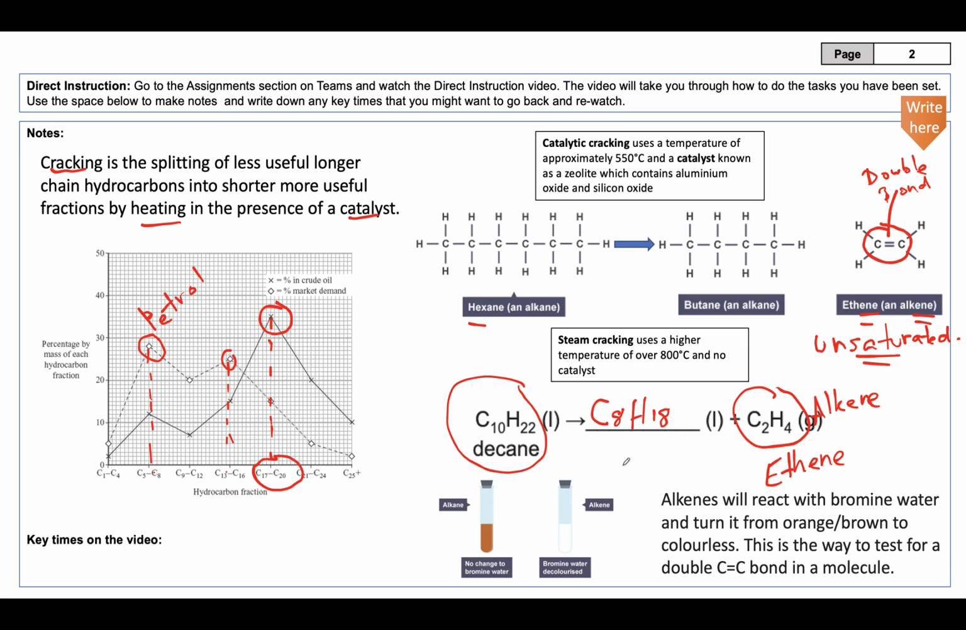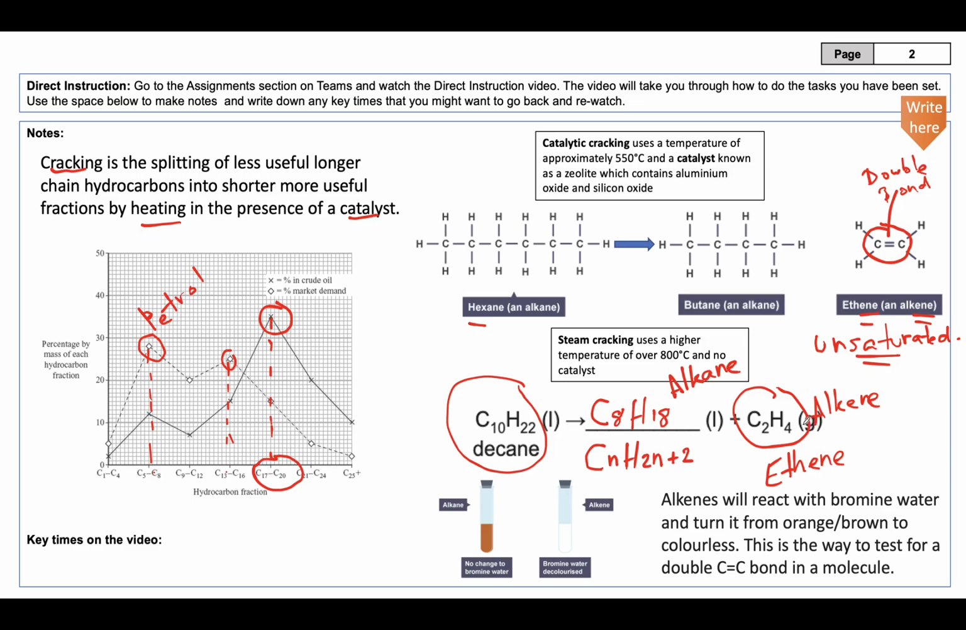So this is good. This works for me because I know this must be an alkane, because it fits with the general formula for alkanes, which is CnH2n+2. So this is definitely an alkane. So remember, an alkane is saturated, it has no double bonds, whereas an alkene is unsaturated, it has 1 double bond.